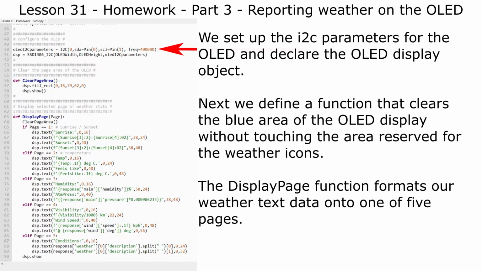We set up the I2C parameters for the OLED and declare the OLED display object as normal. Next, we define a function that clears the blue area of the OLED display without touching the area that's reserved for the weather icons. The display page function formats our weather text data onto one of 5 pages.